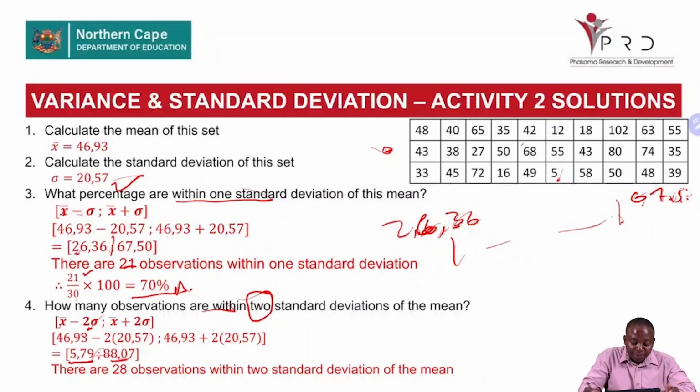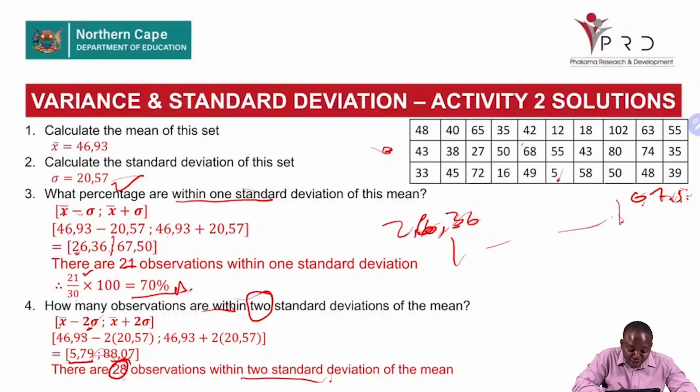How many numbers are there? So we count all of them. Then we found that there are 28 observations that are within the two standard deviations of the mean. Outside, you say 30 minus 28. Then outside will be how many? 2 of them are outside.